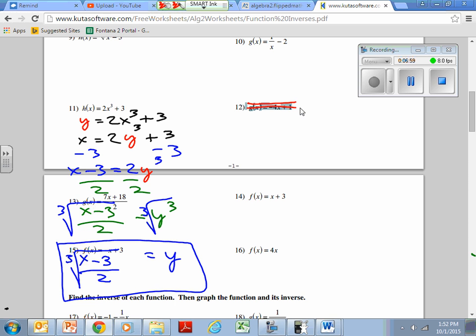Let's make this f of x equals log base 7 of x, I guess, plus 4, plus 8. Sort of, just from a memory standpoint.